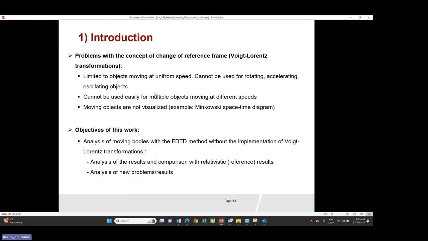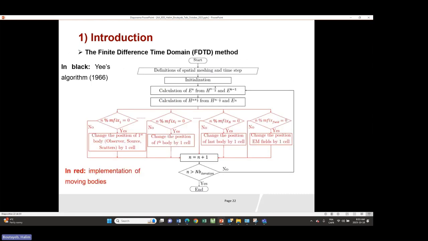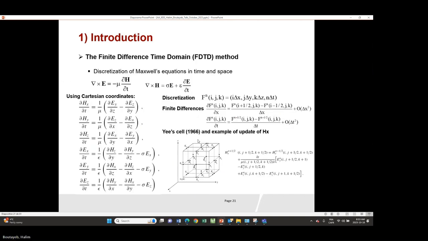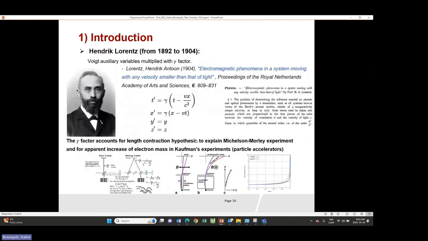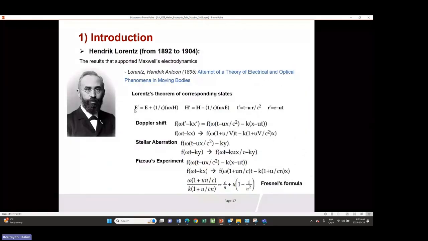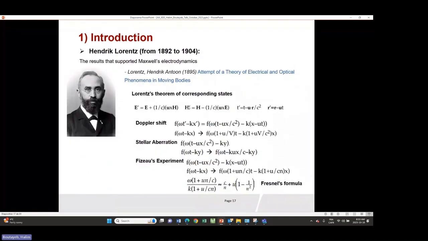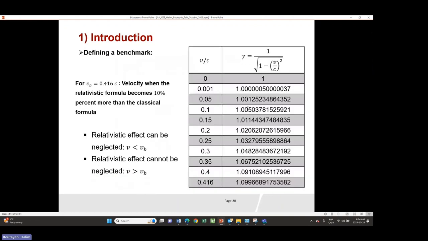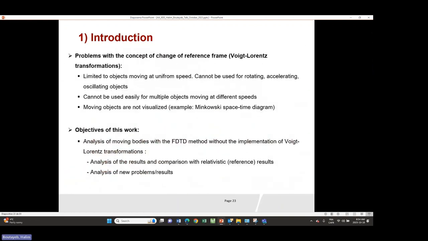Now I want to compare with what is done in the literature. In the literature, usually they don't use this algorithm that we are using here. What they do, I come back here, is use a transformation of the electric and magnetic fields, and they also transform space and time. So this method, I will call it change of reference frame or the utilization of the Voigt-Lorentz transformation.